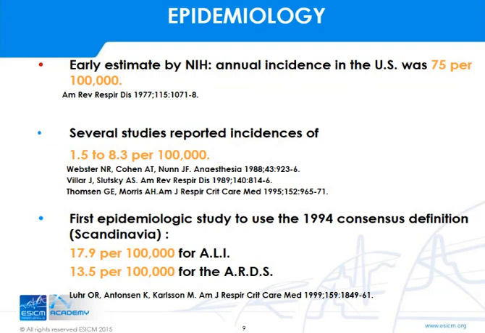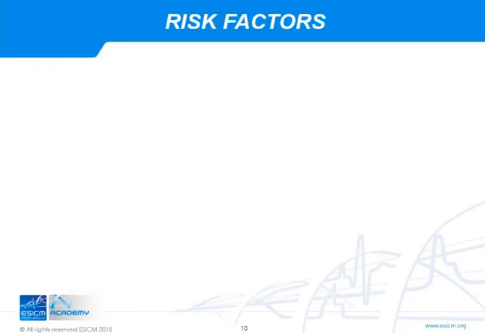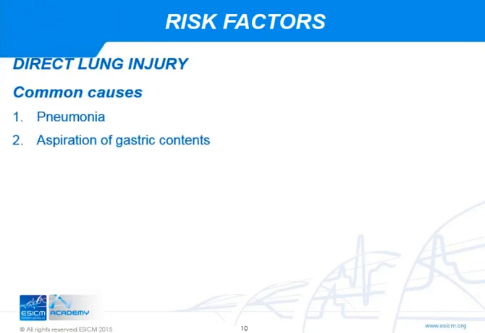Just to give you some figures concerning the epidemiology. These are relatively old data, but they depict the situation well. We may have something like 75 per 100,000 as the incidence of acute respiratory failure, but there are also different incidences reported in the literature. And this is quite a large representation of this pathology in patients admitted to the ICU.